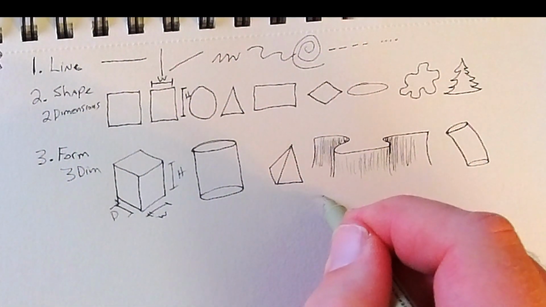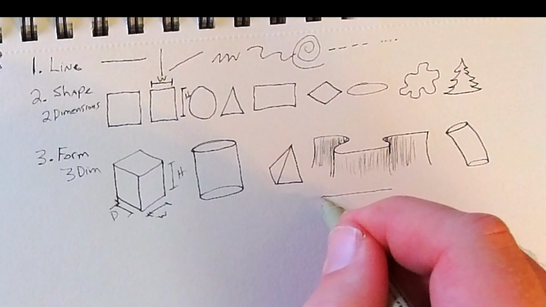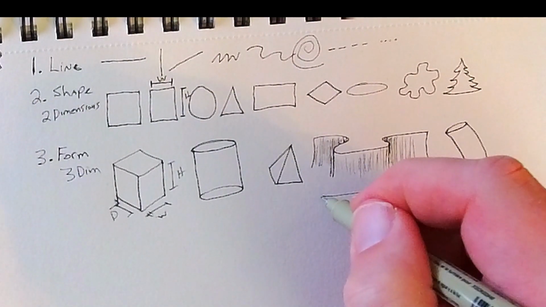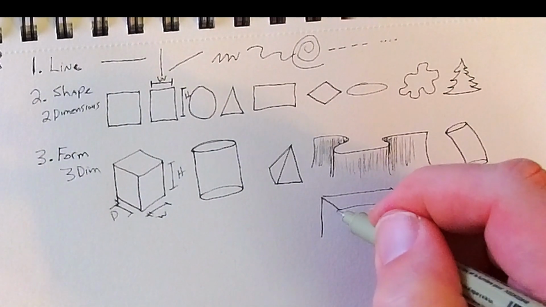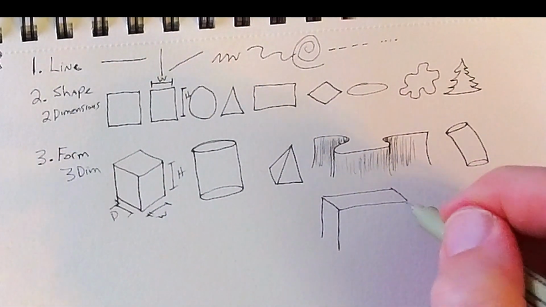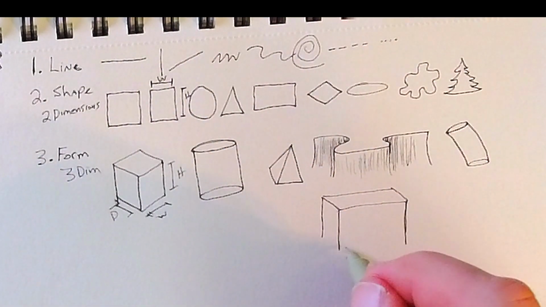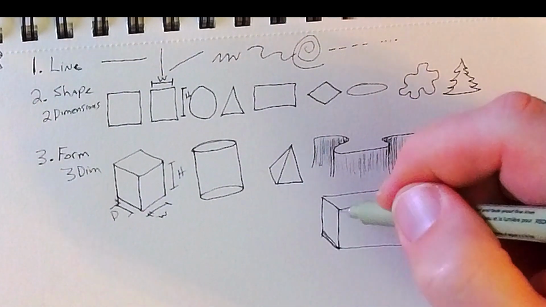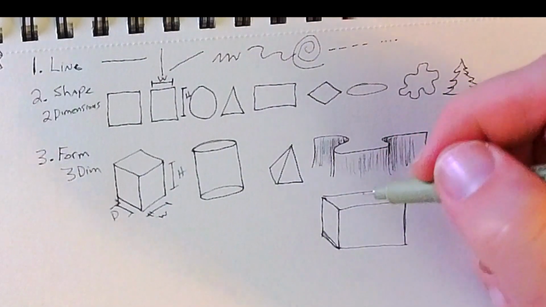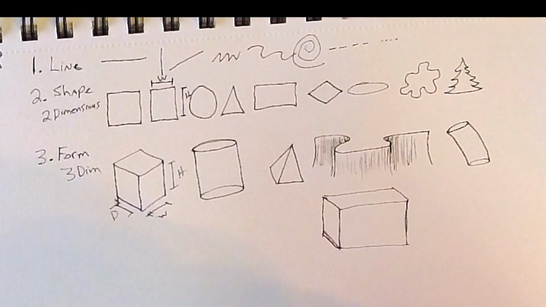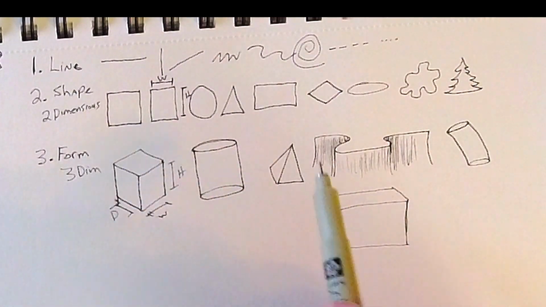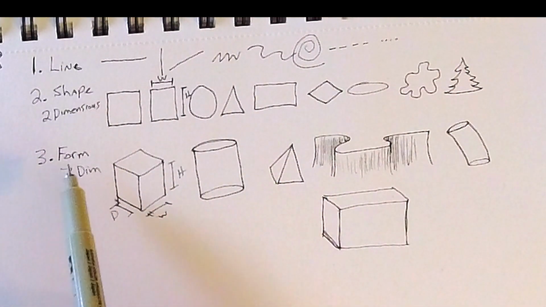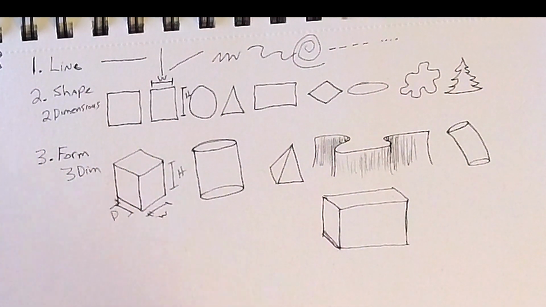You could also do this with, let's just say, like a trapezoid. And then put down some legs there. Like that. Then you have kind of a rectangle cube. So this just gives you an idea of how to create three-dimensional objects by putting lines together and shapes together to create three-dimensional objects, or utilizing our third element, which is form.